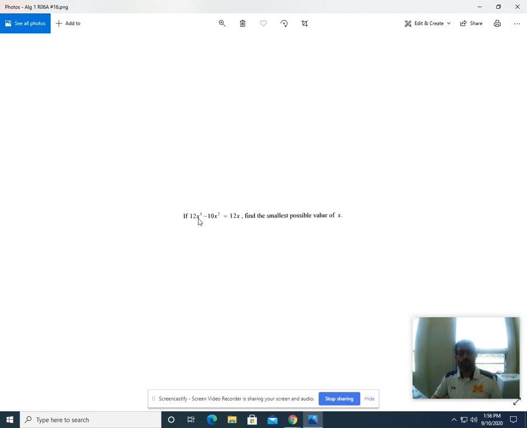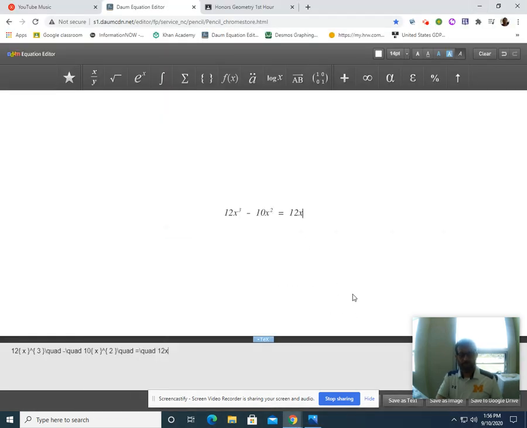Okay, if 12x cubed minus 10x squared equals 12x, find the smallest possible value of x. I've got this written in the equation editor.